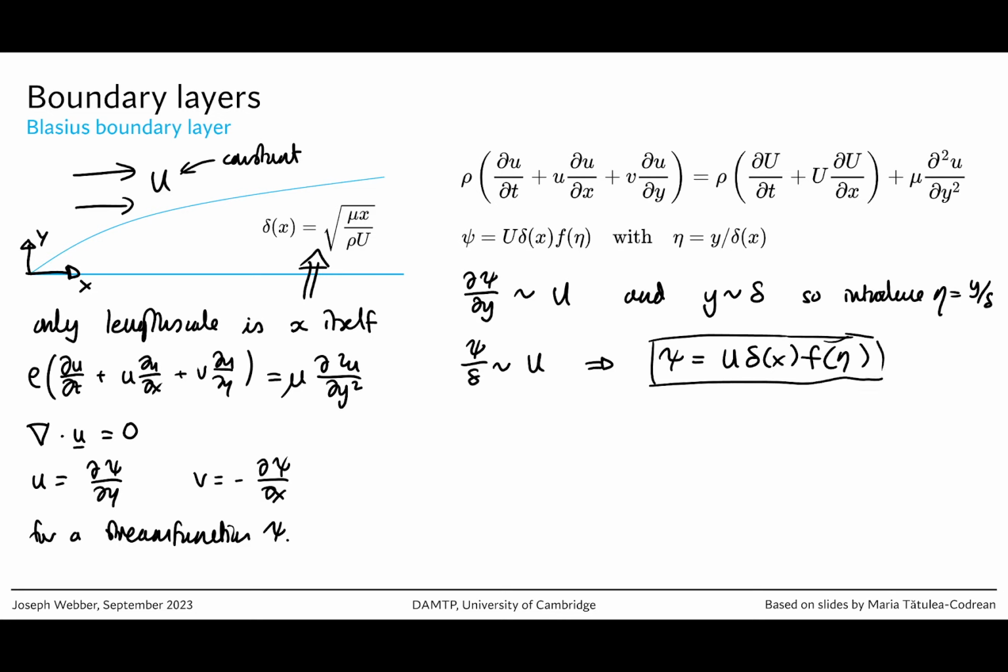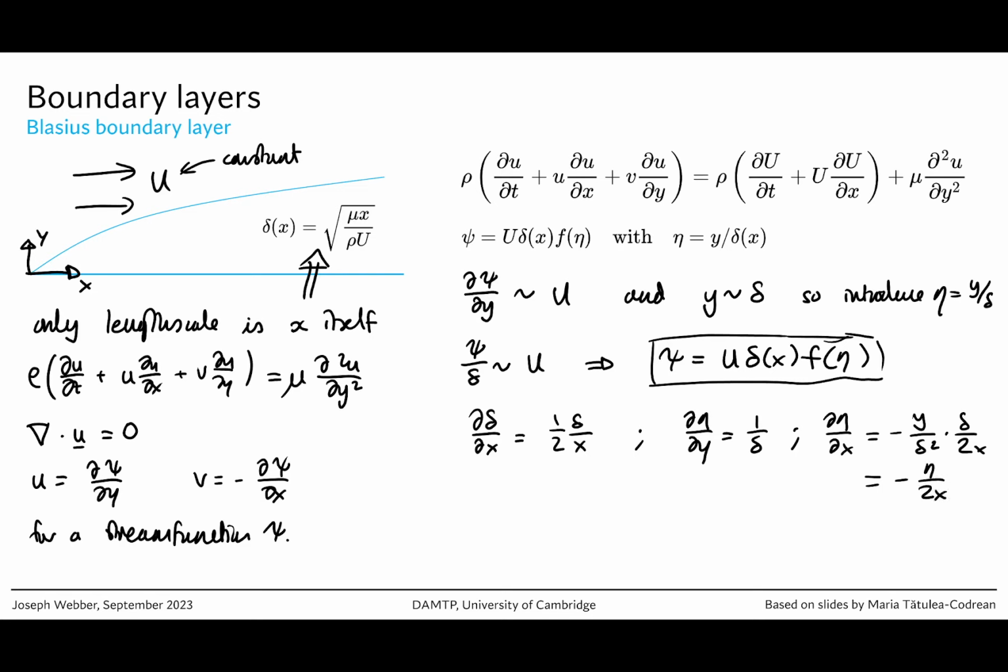Now, we can find out that the partial derivative of delta with respect to x is just going to be 1/2 delta over x. The partial derivative of eta with respect to y is going to be 1 on delta. And the partial derivative of eta with respect to x is just going to be minus y on delta squared times delta over 2x, which is just going to be minus eta over 2x.